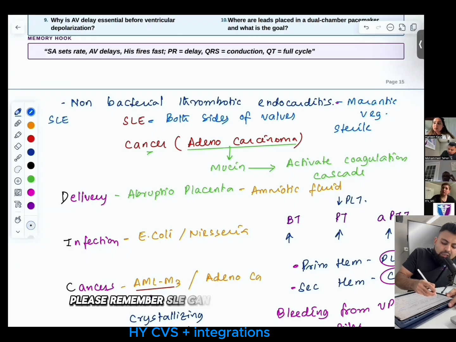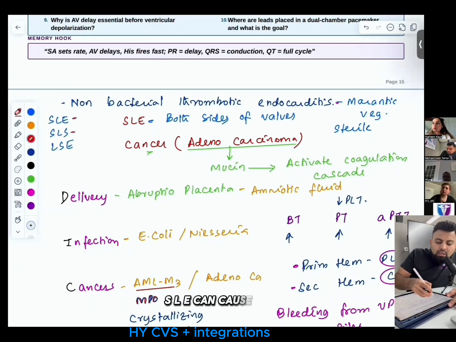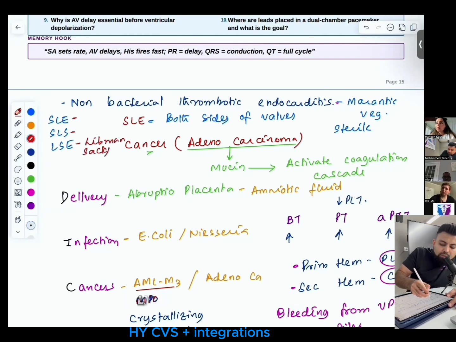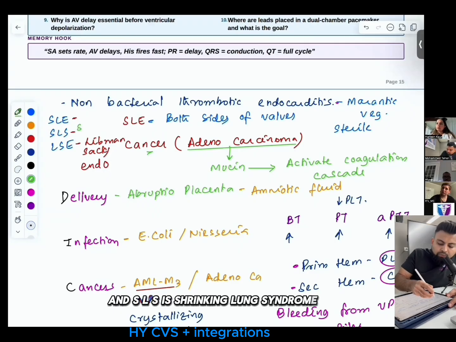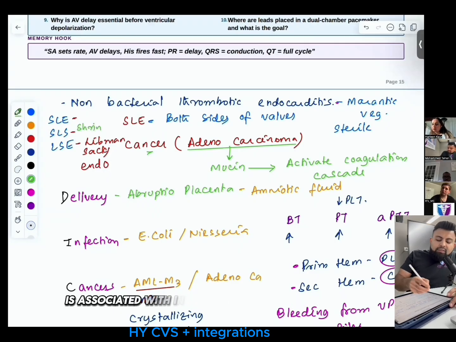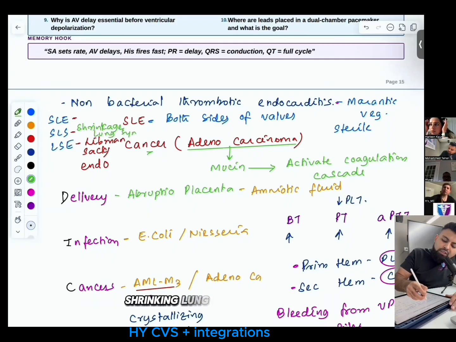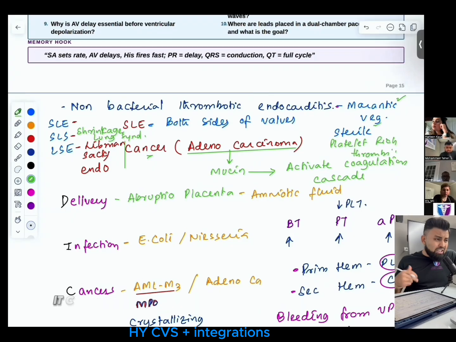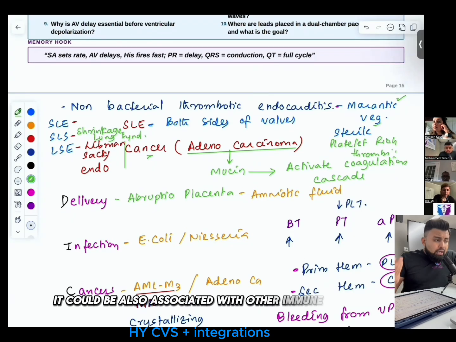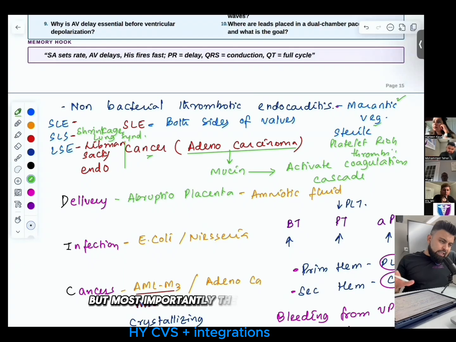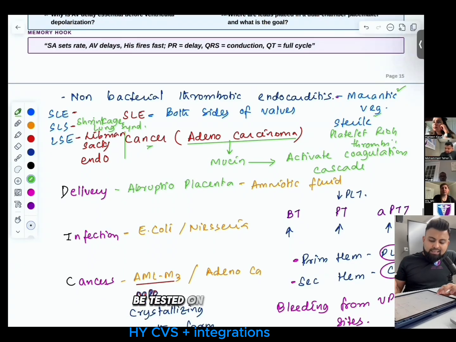Please remember, SLE can lead to LSE and SLS. LSE is Libman-Sacks endocarditis, and SLS is shrinking lung syndrome. SLE is associated with inflammation of the pleura, and it can lead to restrictive lung disease. Shrinking lung syndrome, right? So it could also be associated with other immune diseases, but most importantly, the question will be tested on SLE itself, right?